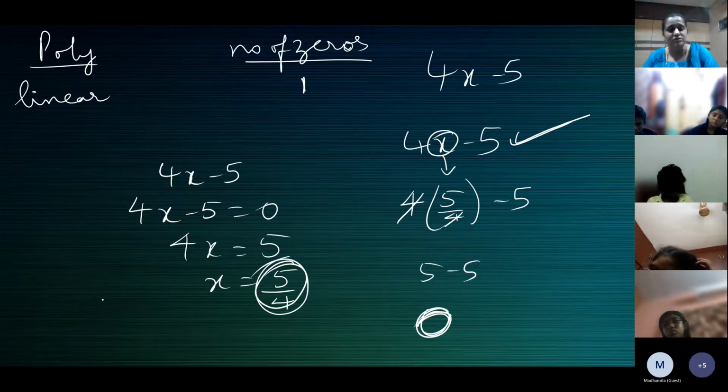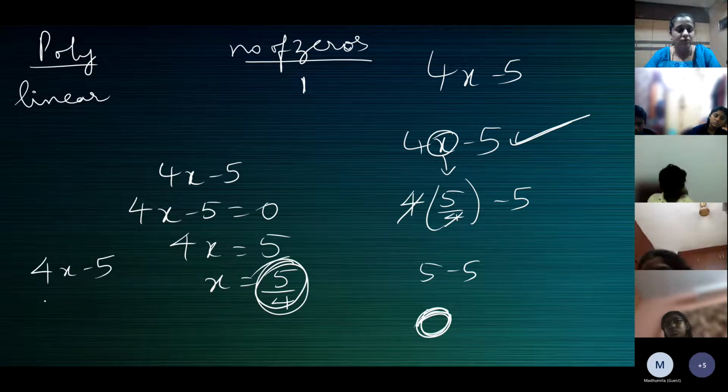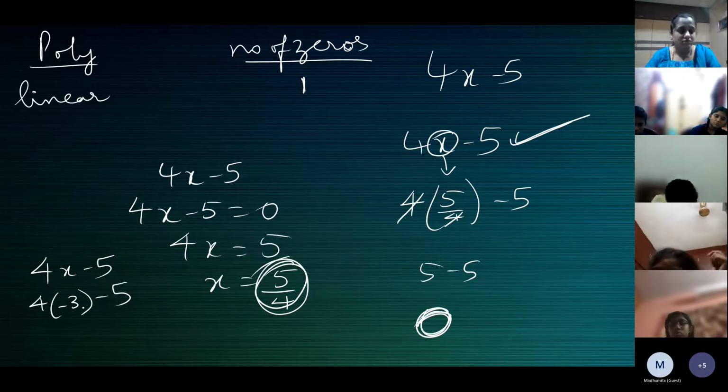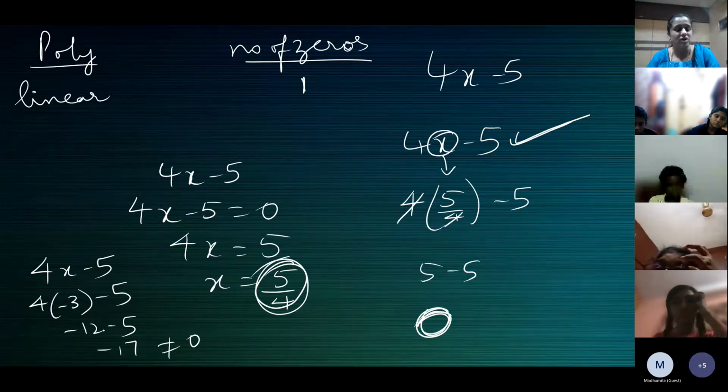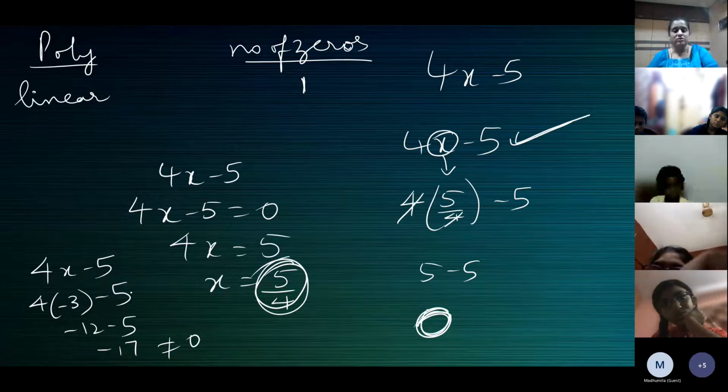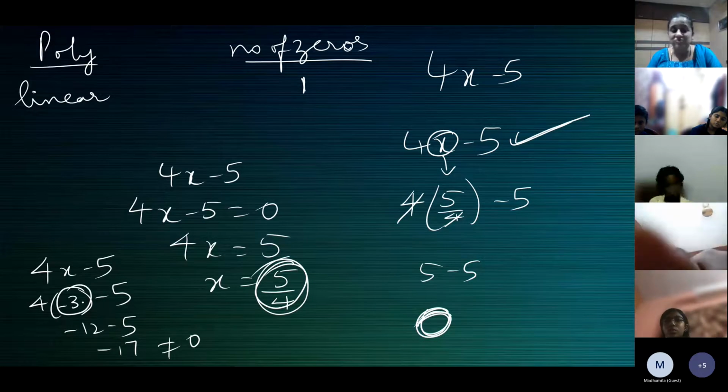When the value becomes 0, this 5 by 4 is called a zero of this linear polynomial 4x minus 5. Now let's use some other value in place of x, say minus 3. In 4x minus 5, in place of x we use minus 3: we get minus 12 minus 5, which is minus 17. It's not 0, so minus 3 is not a zero of 4x minus 5. In fact, as we have understood, a linear polynomial has a maximum of 1 zero. It has only 1 zero.